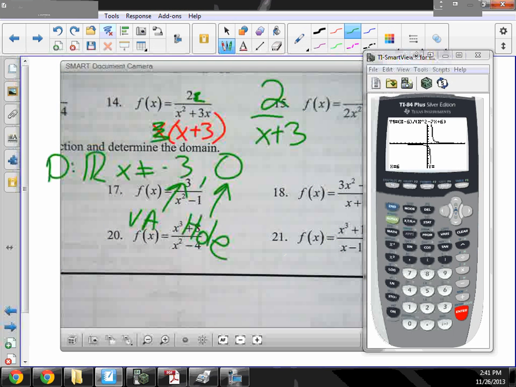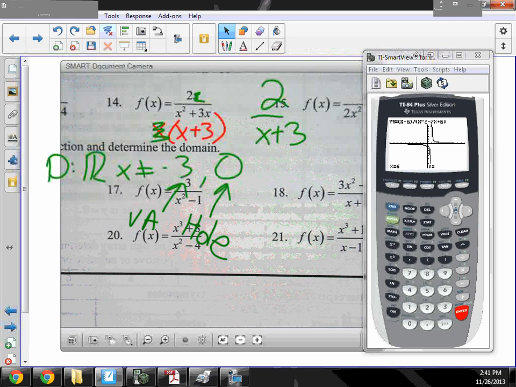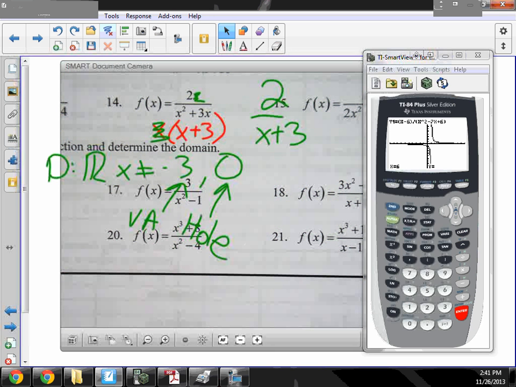Okay, so go through on page 90, 1 through 21. Leave lots of space. All you're doing today is finding the domain. On Monday, we'll find the range, and that will help us find the other asymptotes. Good luck.